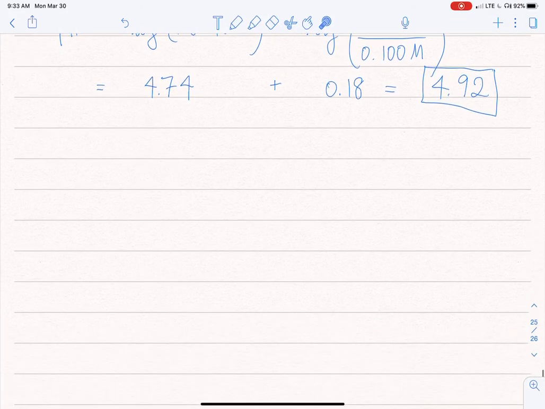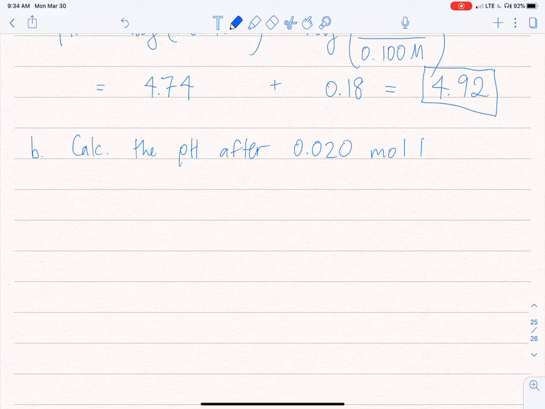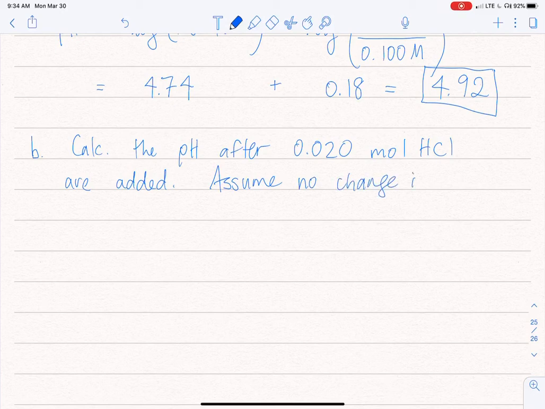Let's add a second part to that question. So in a typical buffer calculation, we might be asked to calculate the pH after 0.020 moles of HCl are added. Of course, HCl is a strong acid. Usually in problems like this, we're told to assume that the volume doesn't change. So assume no change in volume.